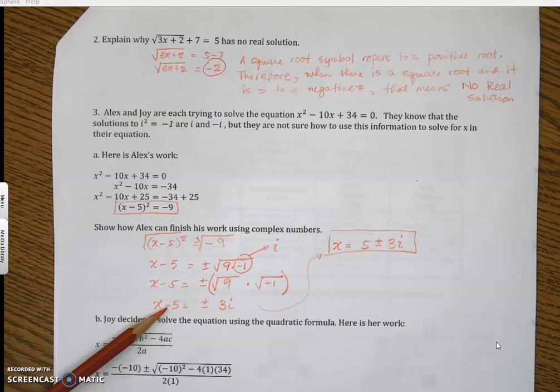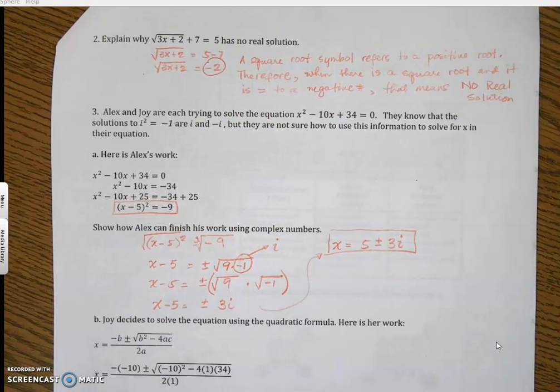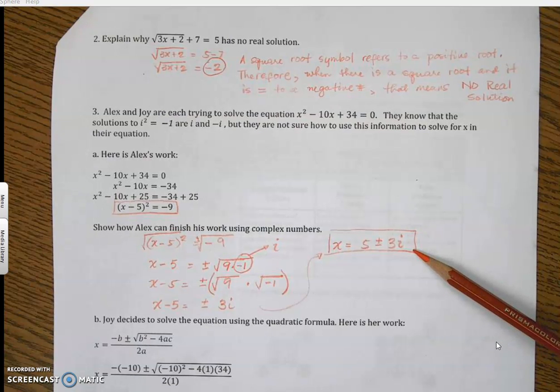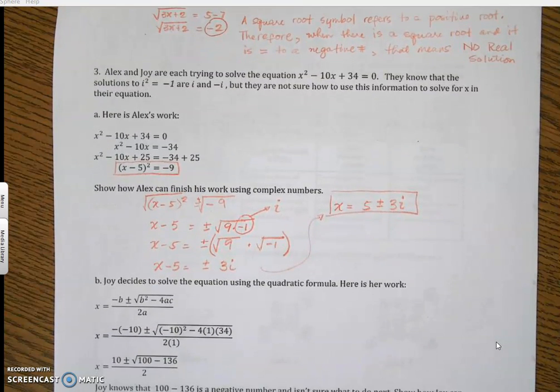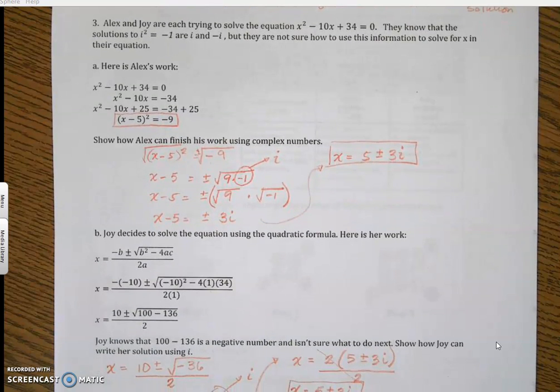Now you have to put the 5 to the other side, so you're adding 5 on both sides. Okay? Now your final answer is going to be x equals 5 plus or minus 3i. Let us now take a look at Joy's answer. Joy decides to solve the equation using the quadratic formula.